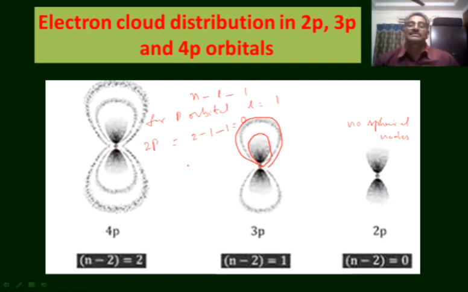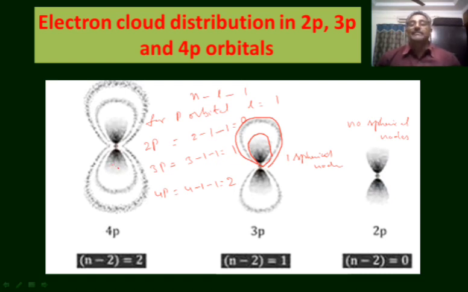No spherical nodes. For 3p orbital, the number of spherical nodes is equal to 3 minus 1 minus 1, that is equal to 1. That means there is one spherical node for 3p orbital. For 4p orbital, the number of spherical nodes is 4 minus 1 minus 1, that is equal to 2. That is, there are 2 spherical nodes for 4p orbitals.